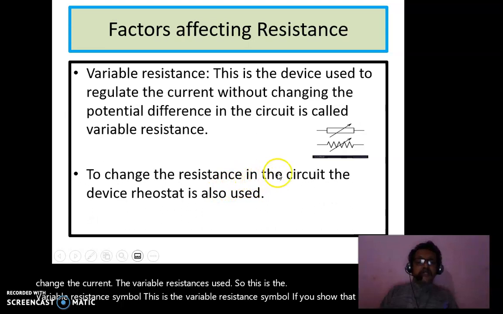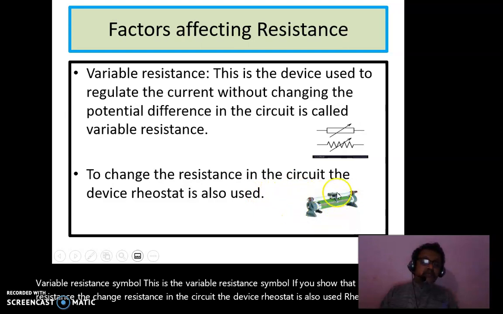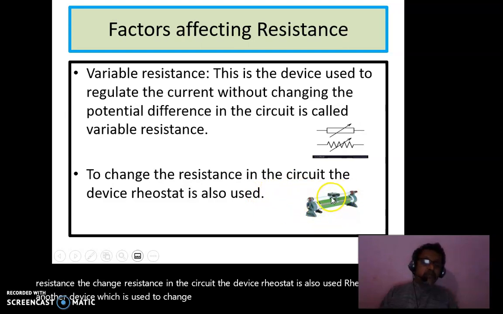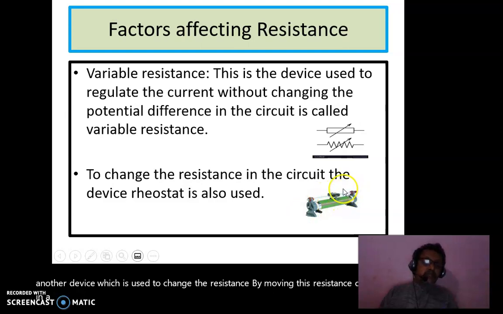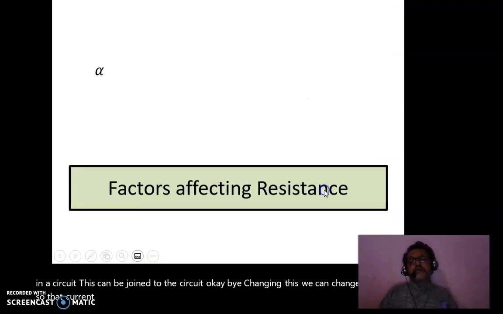To change the resistance in the circuit, the device rheostat is also used. Rheostat is another device which is used to change the resistance. By moving this, resistance can be changed in a circuit. This can be joined to the circuit. By changing this, we can change the resistance so that the current is also changed.